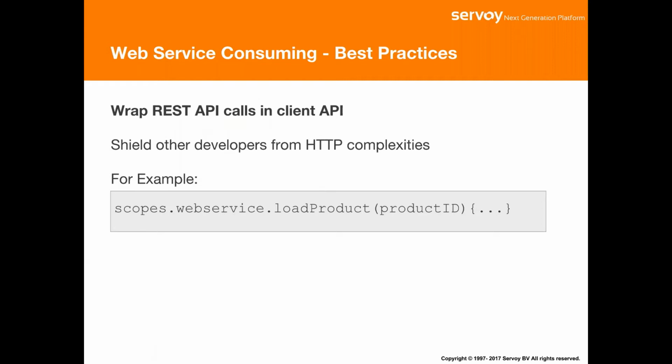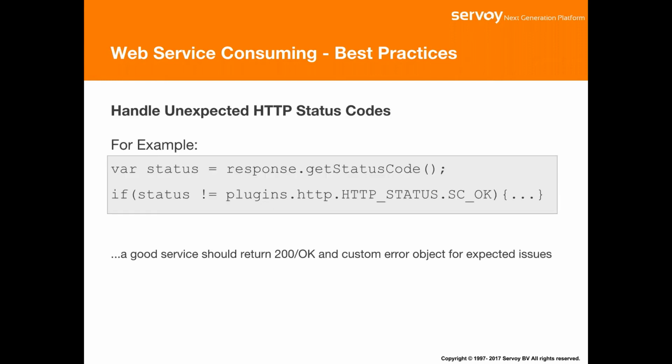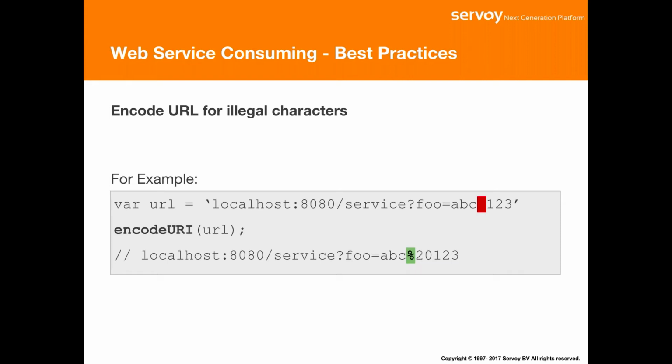So just real quickly, some best practices. If you're going to consume a REST API, I would always try to wrap it and mirror it in a client API. That way it shields you later down the road, or other developers, from the complexities of the HTTP and the service. So for example, we made things like load product, load customer, where you pass in a product ID or customer ID. I think I said this a few times: always handle the status codes. There are constants for all the different status codes in there, so you can use those.